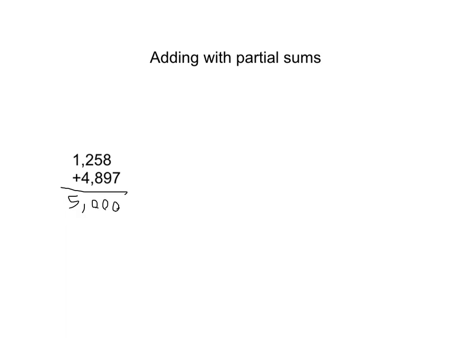Then you add the hundreds together. 800 plus 200 equals 1,000. Oh, whoops, never mind. 1,000.